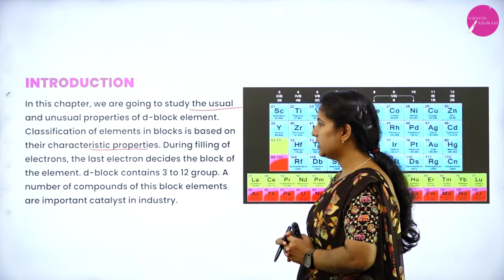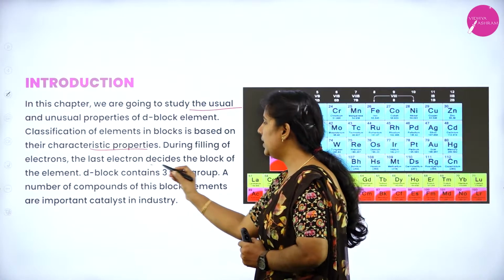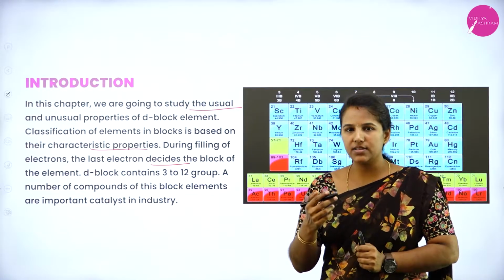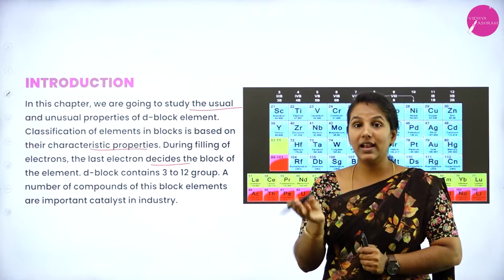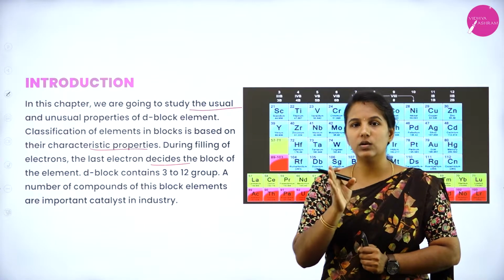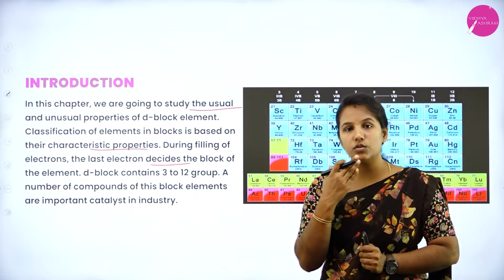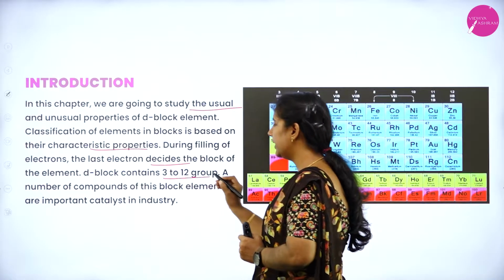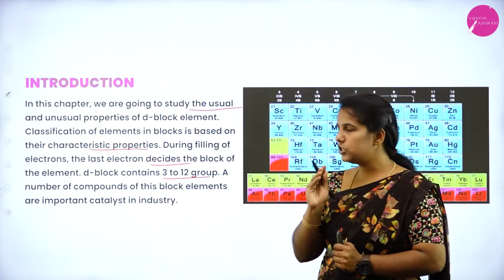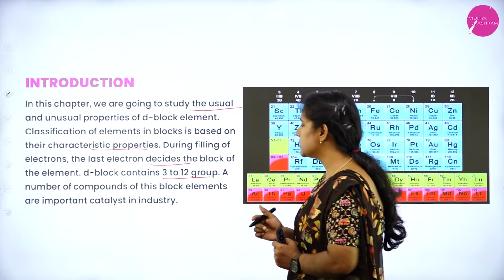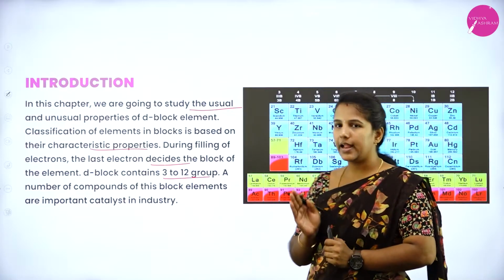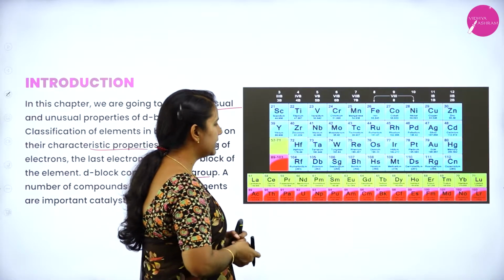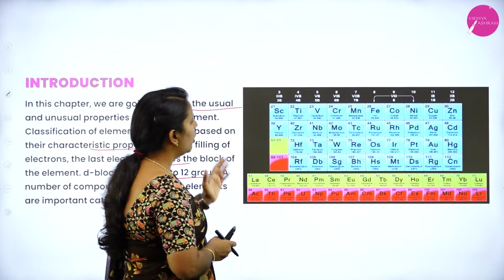During the filling of electrons, the last electron will decide the block of that element. So whenever we add electrons, the last electron will decide which group that element belongs to. D block elements contain the groups from 3 to 12, and the compounds of these elements are important catalysts in our industries. So they mainly act as what? Catalysts.